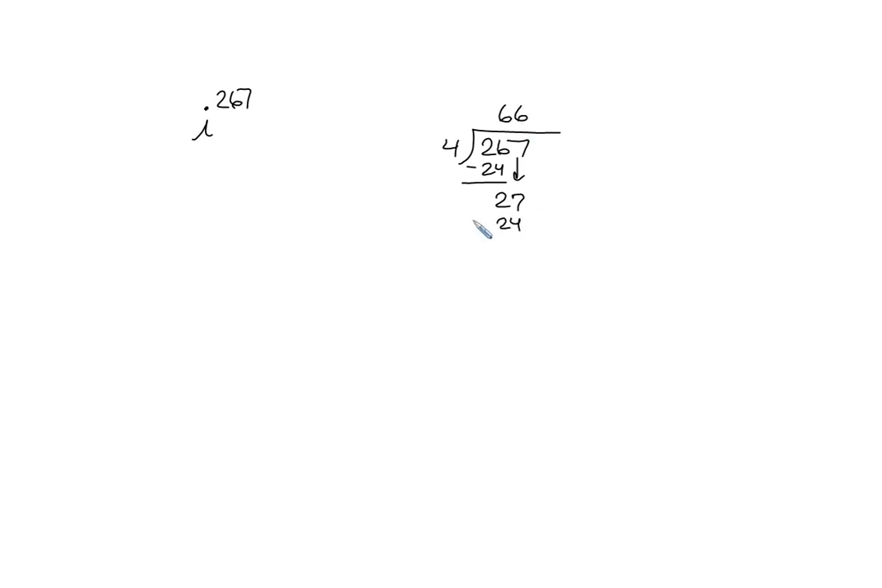6, which is 24. Subtract, it's 3. Remainder 3. What that means, guys, is that i to the 267th is i to the fourth power 66 times, so raised to the 66th, times i to the third.